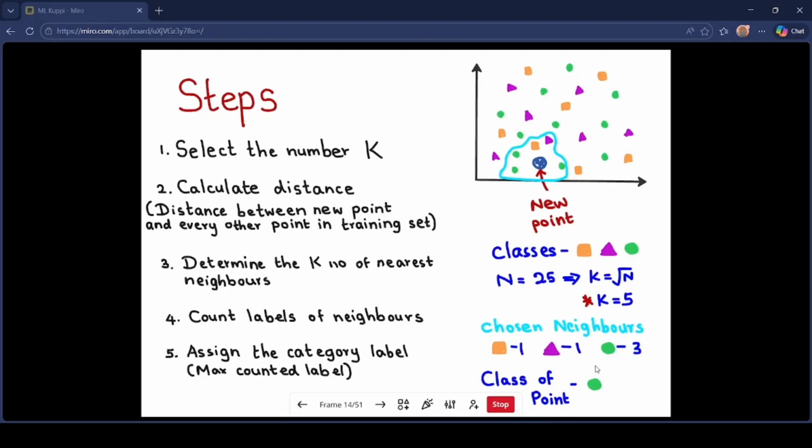So here we are going to use the majority voting technique next, and we are going to assign the category label with the maximum count to our new data point. So in this case, that's a circle. So the class of the new data point would be a circle. Right. So this is how we do k-nearest neighbor classification.